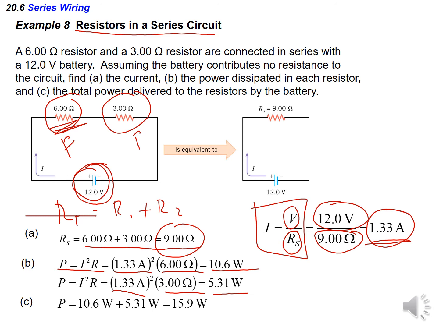Letter C, the total power delivered. So we just need to add the power dissipated in resistance 6 ohms and in resistor 3.00 ohms. Okay, so 10.6 watts plus 5.31 watts. So that's equal to 15.91 watts or 15.9 watts.